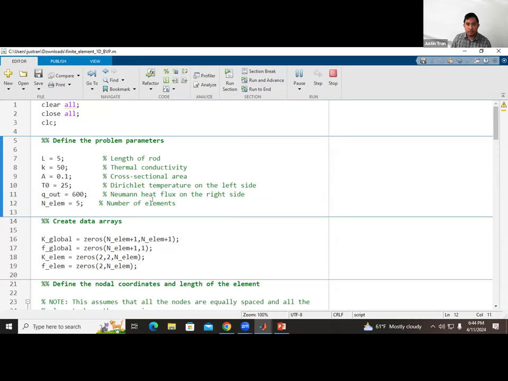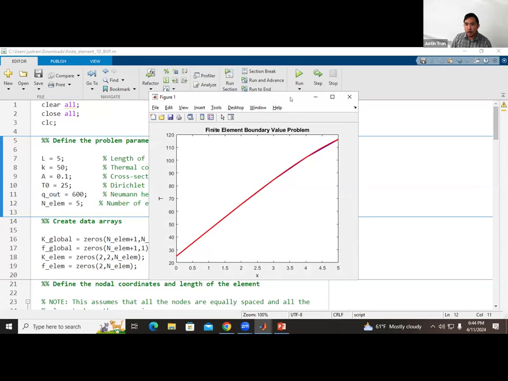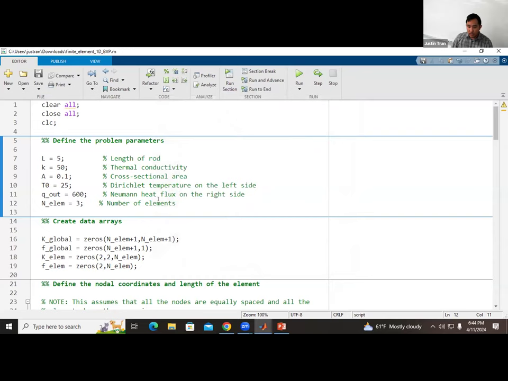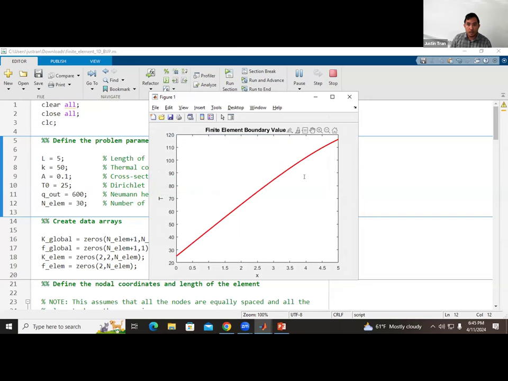Okay. So you can see here, I've produced 2 lines. In red is the exact solution, and blue is the finite element solution. Let me make this a bit smaller just so you can see. If we change this to only 3 elements, you can see even with 3 elements, we do a pretty good job of approximating the exact solution. The blue and the red are almost on top of each other. But as we increase the number of elements, let's say we increase this to 30, we get basically exact matching between the two.